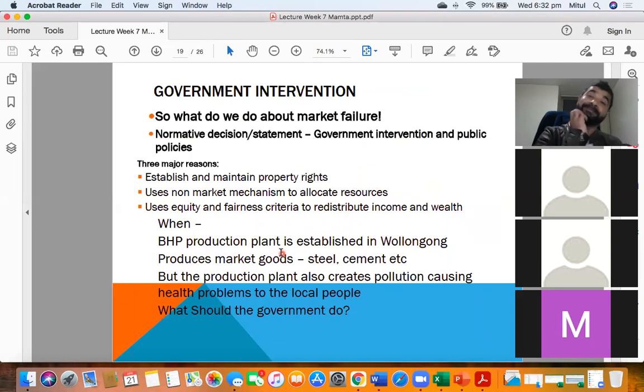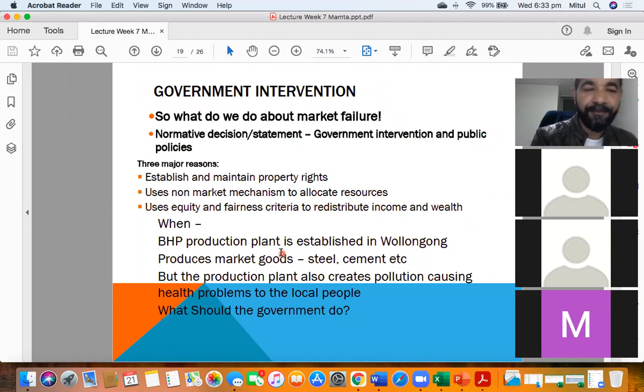Government interventions. How does the government intervene? So what do we do about market failure? Government needs to interfere. First, government establishes and maintains property rights. Law and order need to be tightened so that nobody can steal somebody else's property. Government uses non-market mechanisms to allocate resources. Demand and supply is not the only mechanism for distribution of resources; they use something more. They use equity and fairness criteria to redistribute income and wealth.